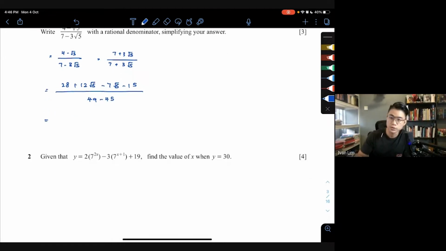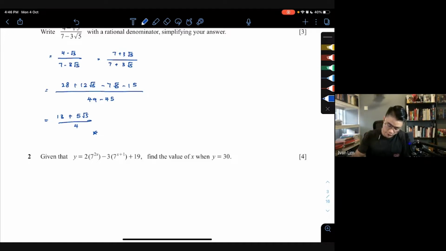Okay, that will be equal to (13 plus 5 root 5) over 4. Okay, 3-mark question. I don't think anyone has an issue, right? This one: 13 plus 5 root 5 over 4.